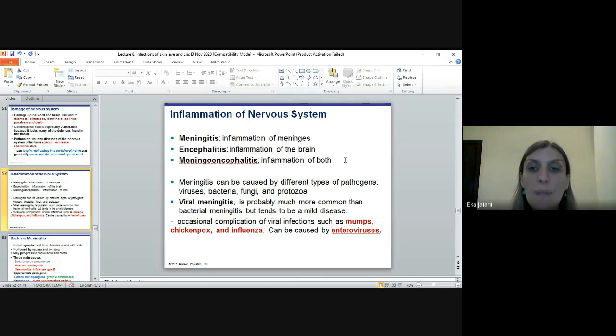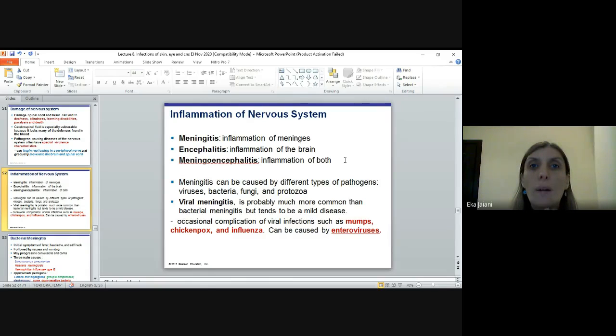And usually viral meningitis is more common compared to bacterial meningitis, but symptomatically, bacterial meningitis is more severe because bacteria produce different toxins. They have endotoxins or exotoxins. So symptomatically, bacterial meningitis is more severe compared to viral meningitis. And different viruses or bacteria lead to meningitis.